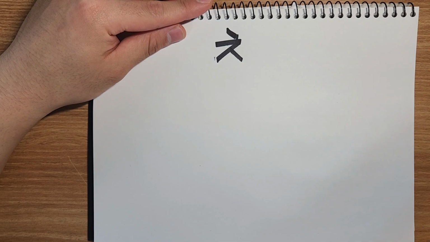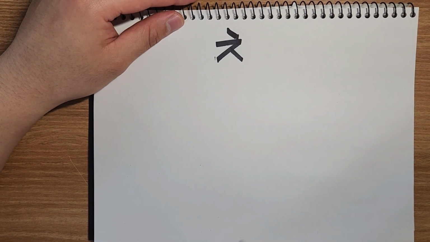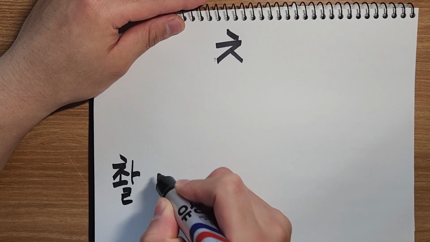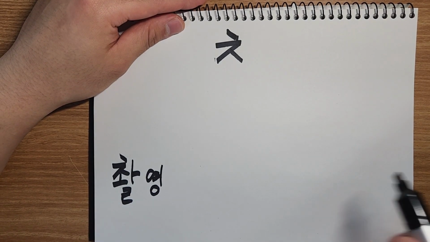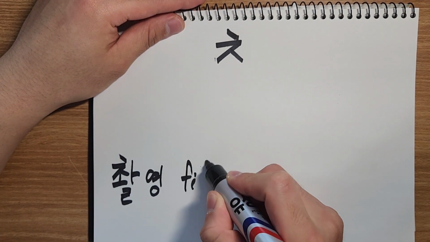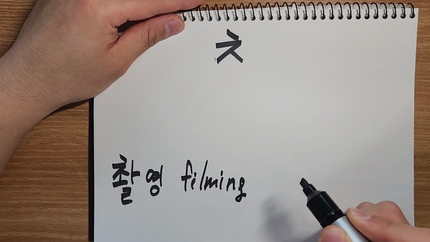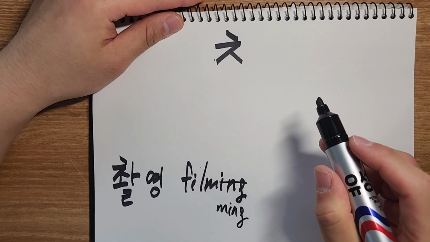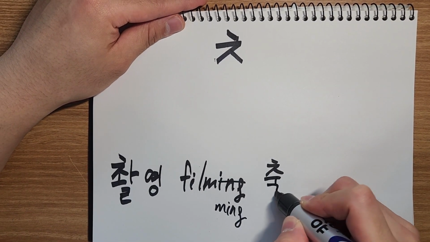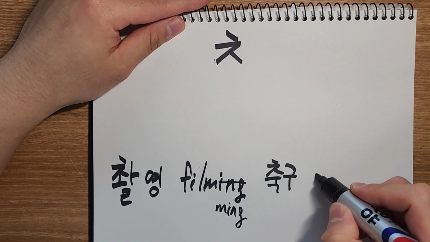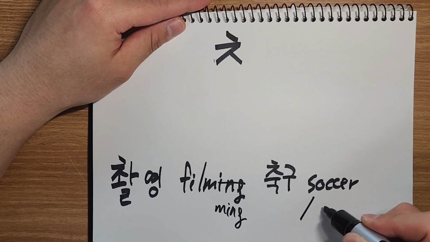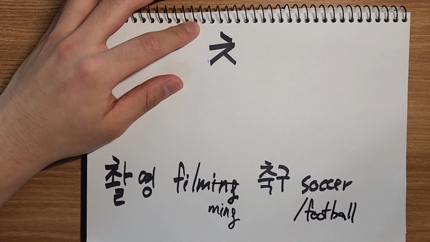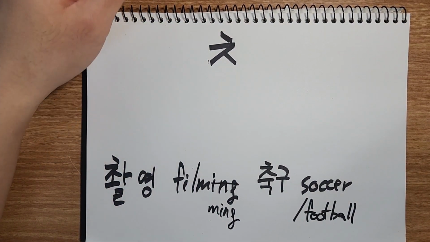Next one is 치읓. It looks like this. And representative words for 치읓 are 촬영, which means filming, and 축구, which means soccer or football, depends on where you live. 치읓 sounds like English CH, like chance or chancellor.